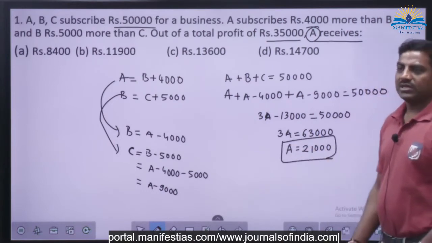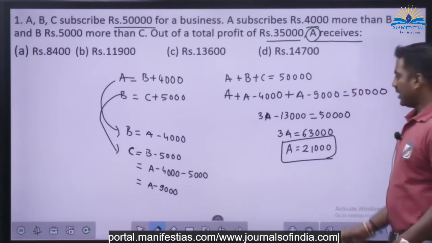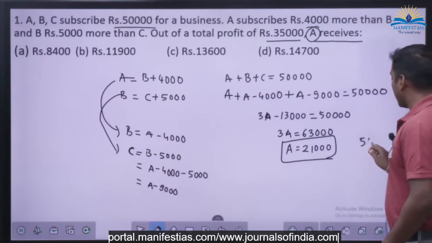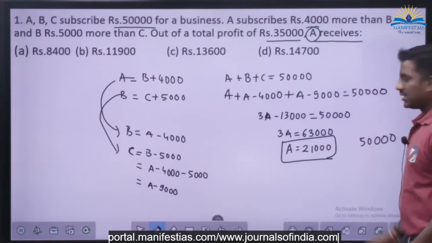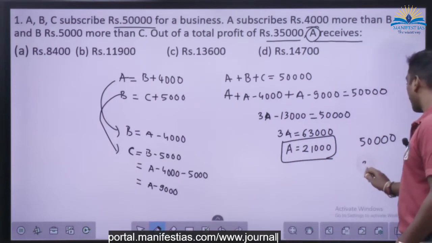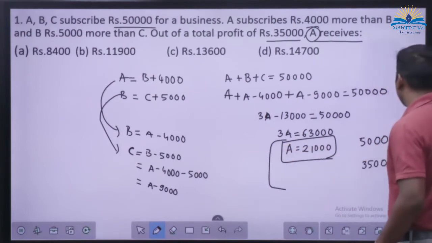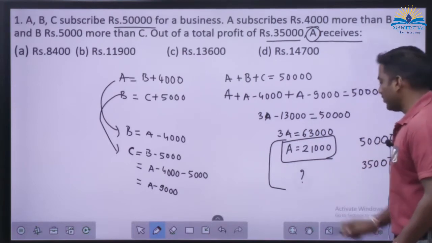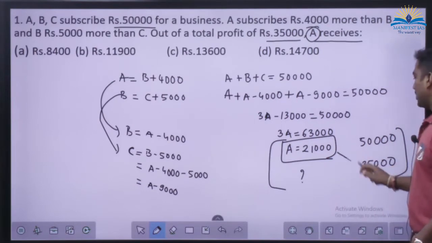A's investment is 21,000 out of how much? When A has invested 21,000, everyone together have invested 50,000. This is total investment. Now what is the total profit? Can we find out? This is A's investment, this is total investment. This is A's profit and this is total profit. Can we cross multiply?